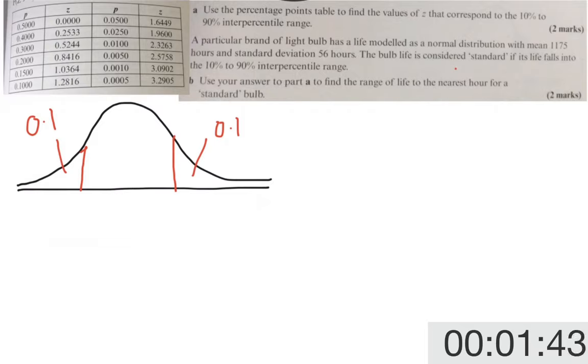Yeah, because the distribution is symmetrical about zero, so one's positive, one's negative. Yeah, spot on, Ollie. Because the percentage is the same, they are symmetrical.